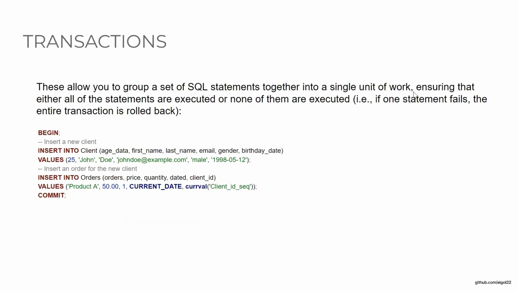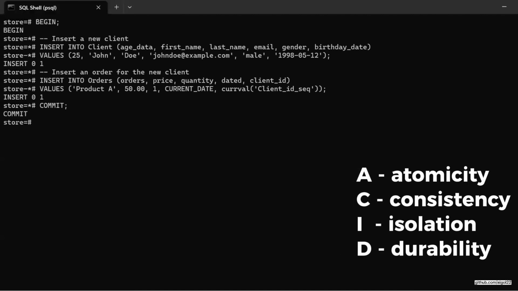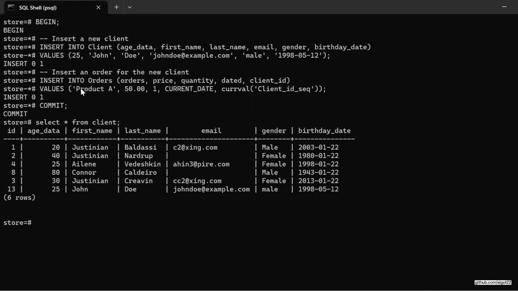SQL transaction is a grouping of one or more SQL statements. A transaction can commit as a single logical unit or roll back to become undone. In SQL, transactions are essential for maintaining database integrity. And here we see an example of a transaction that starts with begin and ends with commit. Transactions have properties of atomicity, consistency, isolation, and durability. And here we inserted our values in table client and respective orders.